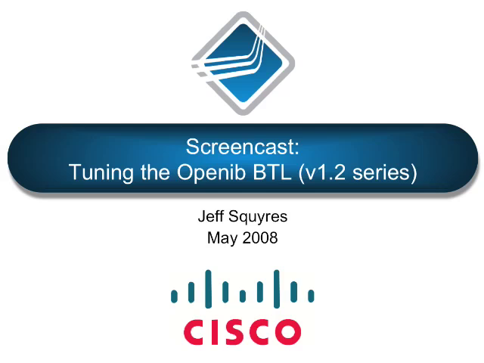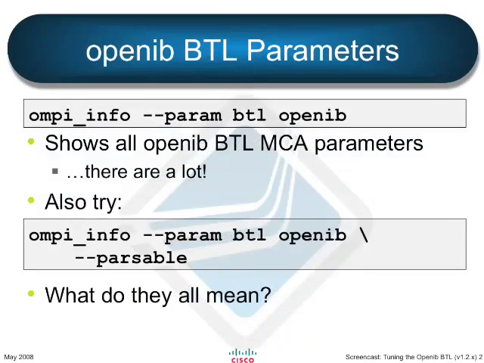This screencast is about tuning the openib BTL in the version 1.2 series of Open MPI. There are a lot of different parameters to the openib BTL, and if you didn't already know, the openib BTL is the plugin component in Open MPI that controls all the point-to-point message behavior over OpenFabrics networks. That's InfiniBand and iWarp based networks.